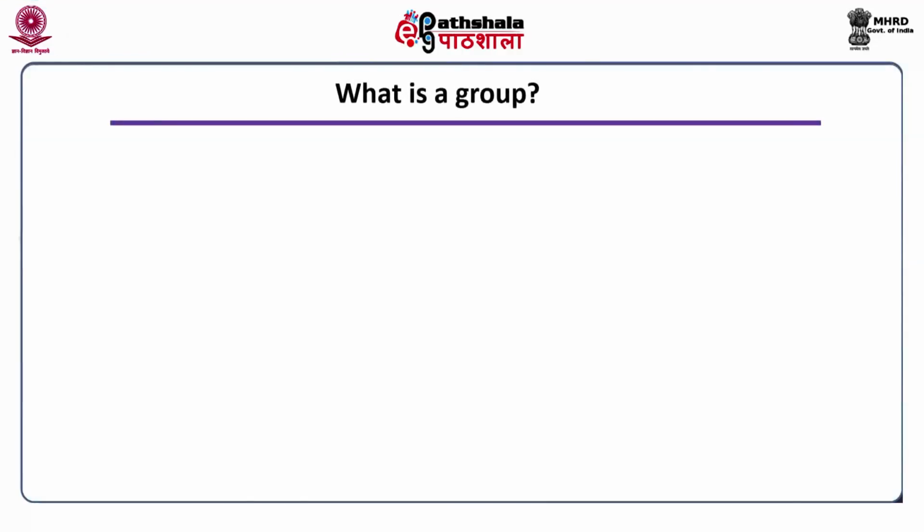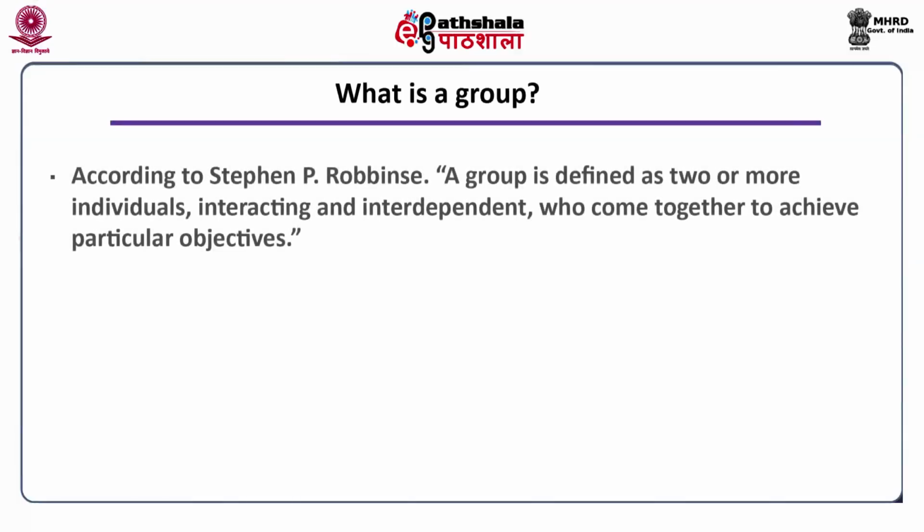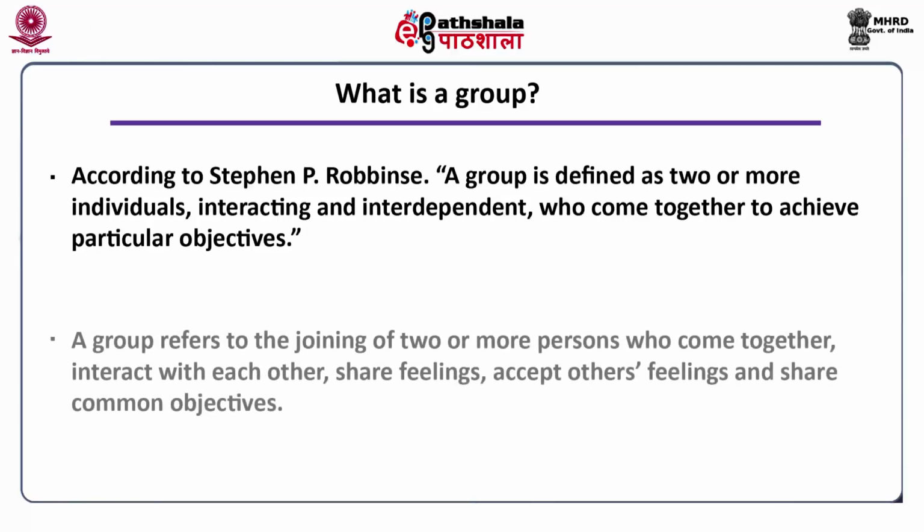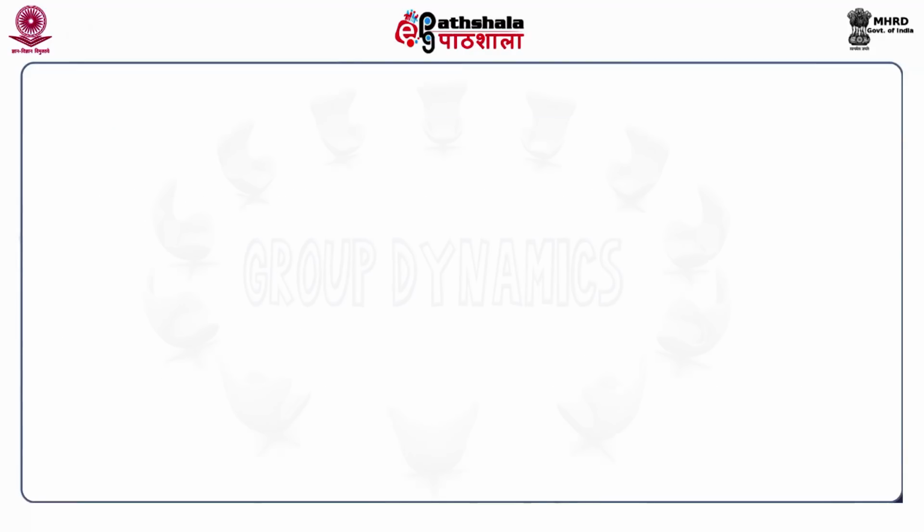Now let us go through the definitions of group. According to Stephen P. Robbins, a group is defined as two or more individuals, interacting and interdependent, who come together to achieve particular objectives. According to Matheson, a group refers to two or more individuals interacting with each other in order to accomplish a common goal. According to Uma Sekaran, a group consists of two or more people working together on a regular basis to achieve common objectives.